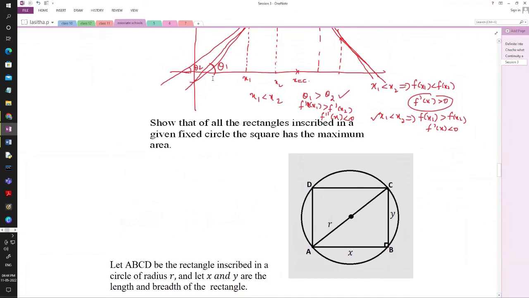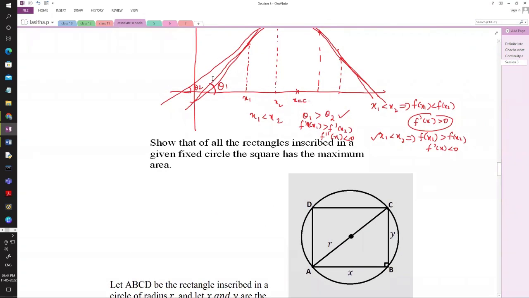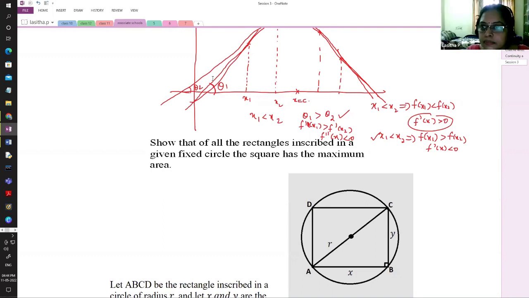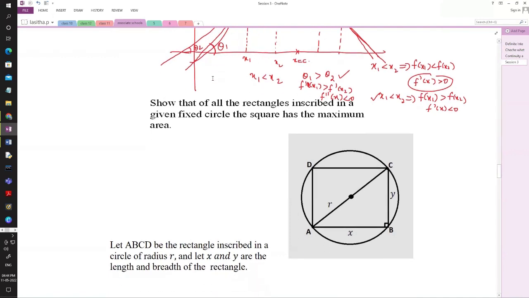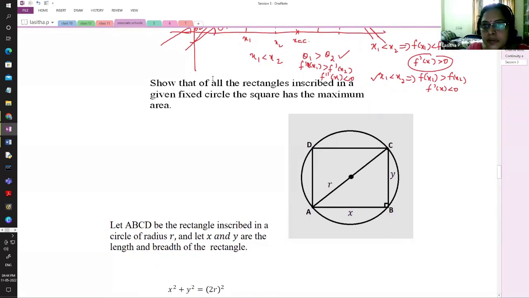Is local maxima, local minima, and maxima, minima the same? Both are the same. Yes, the working rule is the same. Simply, when we say maxima minima, we consider it as local maxima minima only. Otherwise, they have to mention absolute maxima minima. Based on the question, for example, what is on the screen: show that of all the rectangles inscribed in a given fixed circle, the square has the maximum area. Why didn't they mention local maximum area? If simply a maximum is mentioned, we refer to that as local maxima minima only.